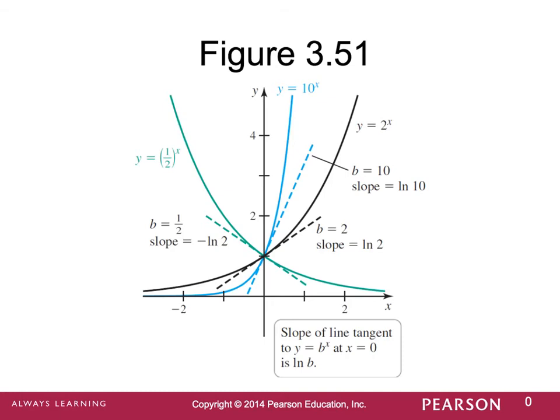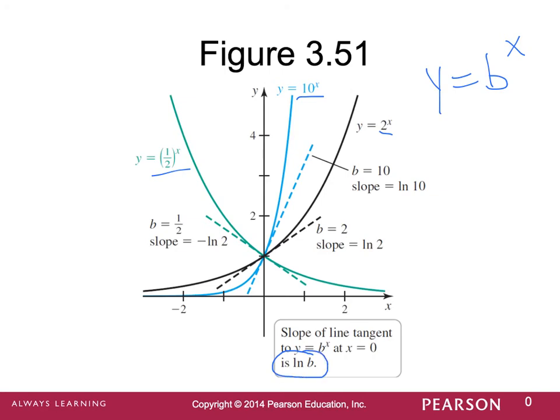Let's take a look at this graph here, figure 3.51, and what this is illustrating is several different functions that are in the form of y equals some number b raised to the power of x. And so we have a few different options. We have 10 to the x, we have 2 to the x, and 1/2 to the x, and the graphs are shown here. And we want to look at the slope of the tangent line at x equals 0. Well, all three of them are different. And if you notice, the slope is the natural log of b.